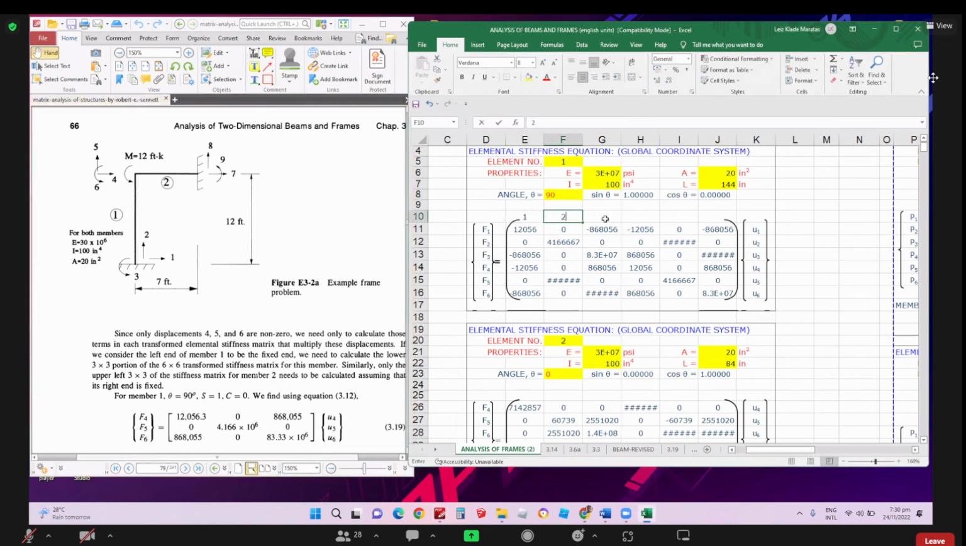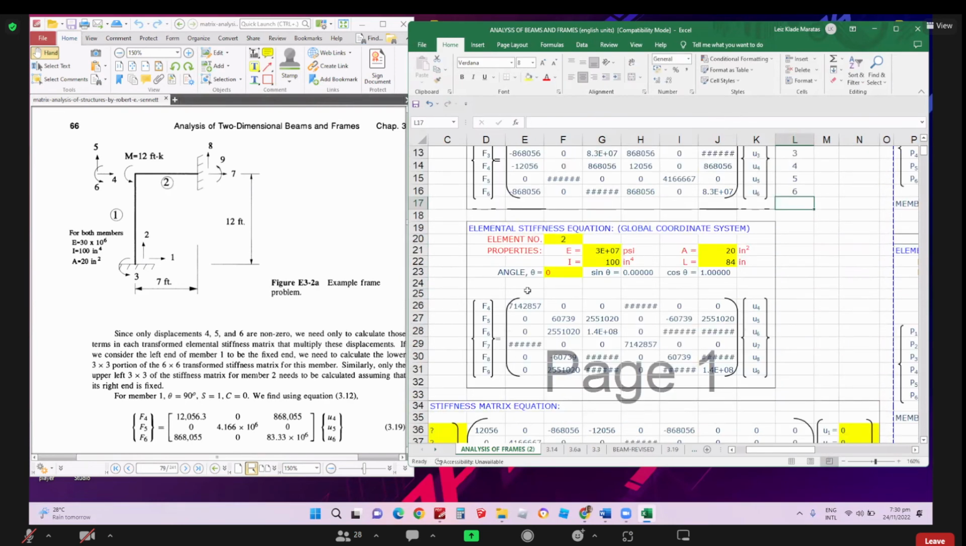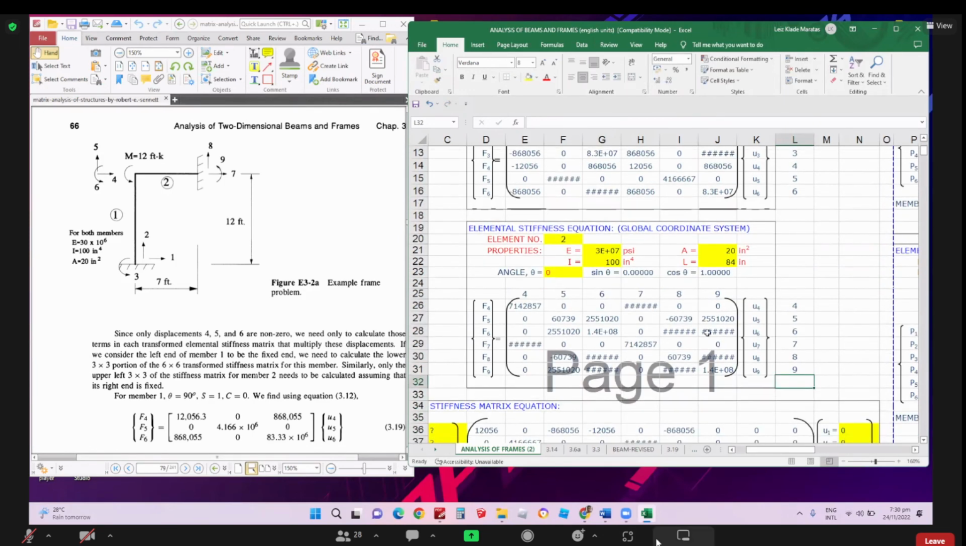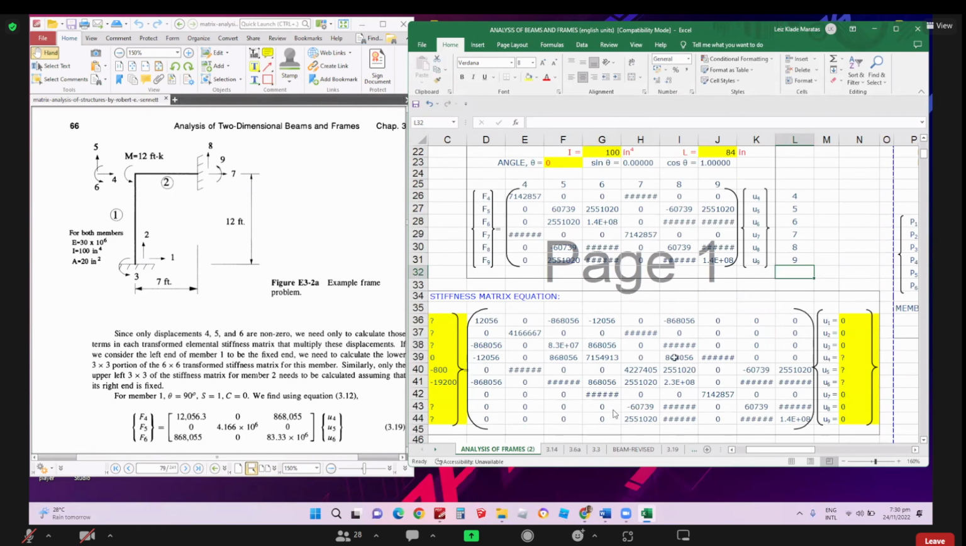So this is 1, 2, 3. Node 2 to 4, 5, 6. So this is 1, 2, 3, 4, 5, 6. After that, let's combine them.